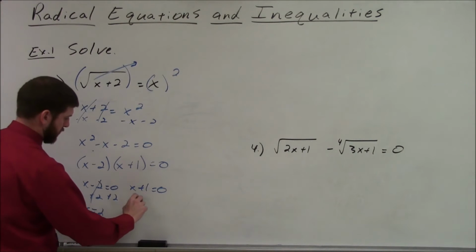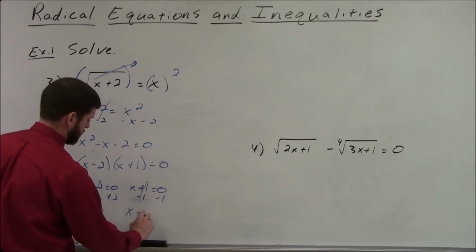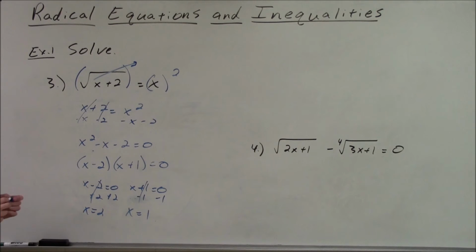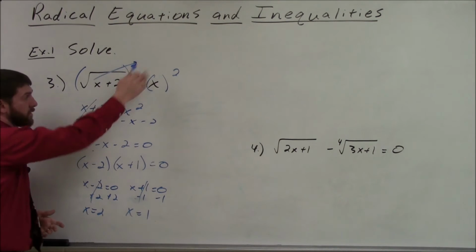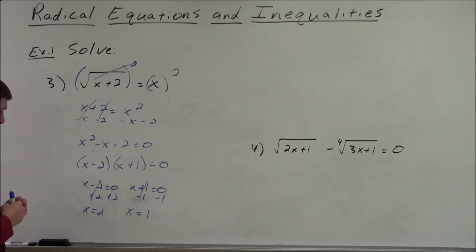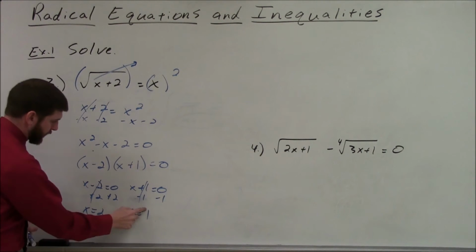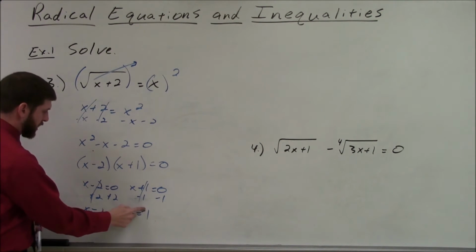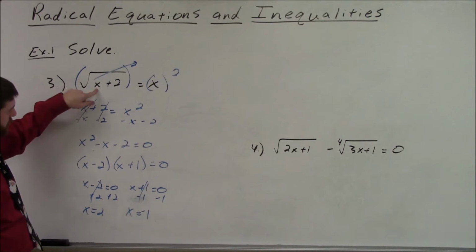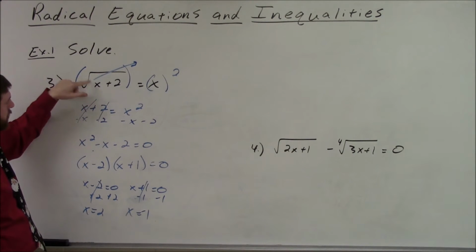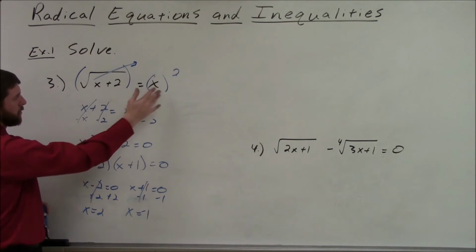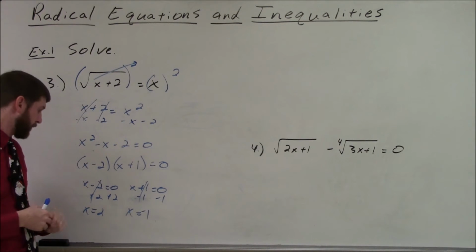X equals 2. X equals negative 1. And there's just a variable on the outside of the radical now too. Go through, check your answers, looking for your extraneous solutions. So 2 plus 2 is 4. Square root of 4 is 2. So 2 equals 2. So we're good on that one.